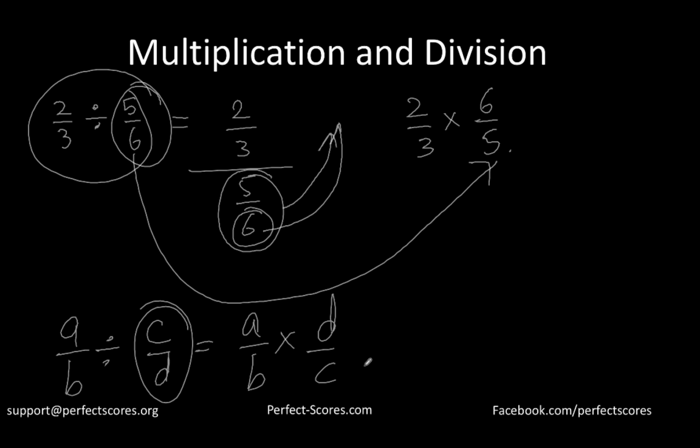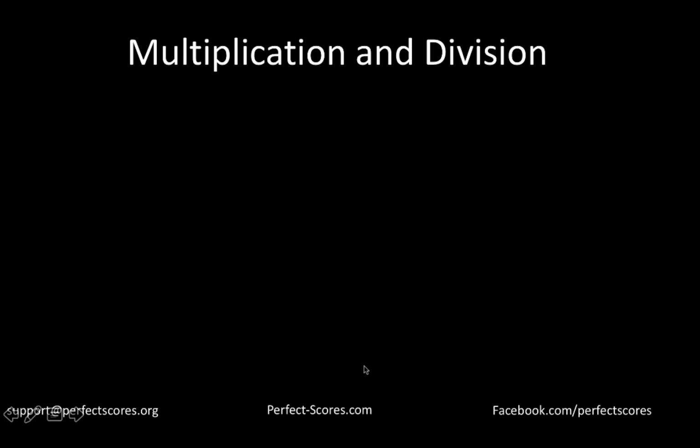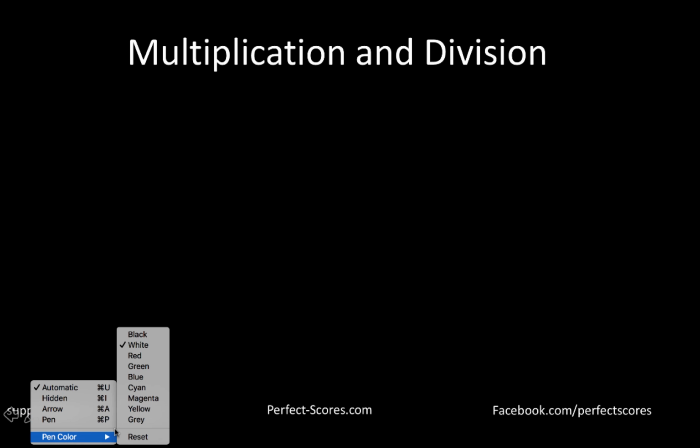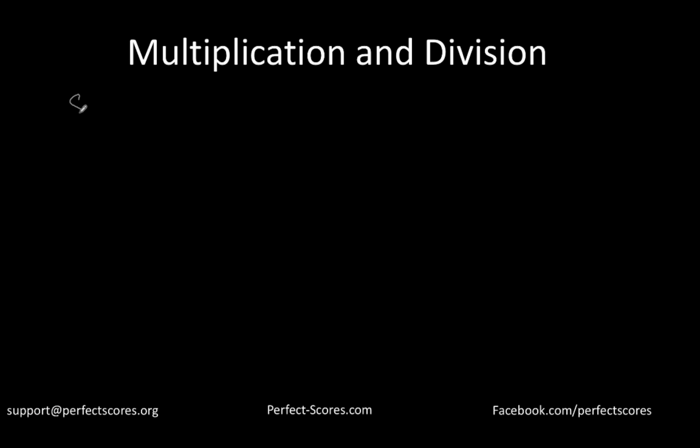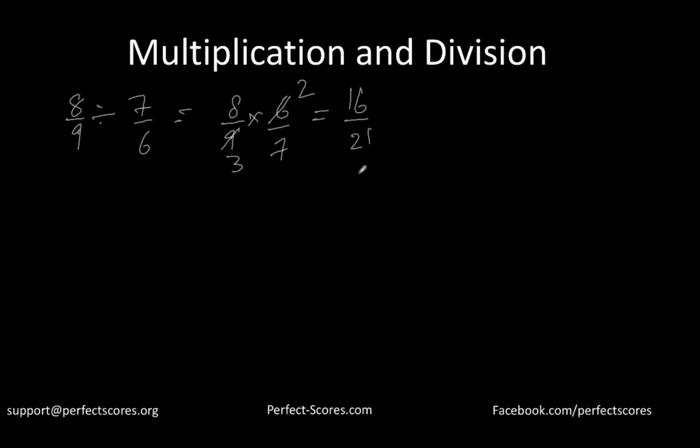I hope you're understanding my point over here, guys. That is very, very important. Let me summarize for division. Let's suppose you have 8 by 9 divided by 7 by 6. That is equal to 8 by 9 into 6 by 7, and then you can just calculate. This goes at 3 times 2 and 3 times 3, so that is 16 over 21.